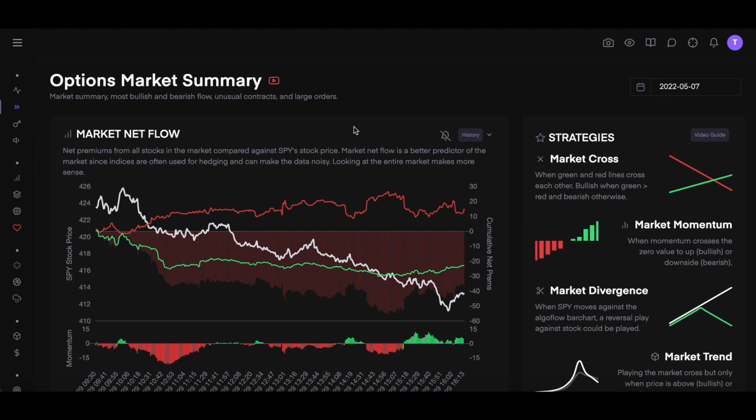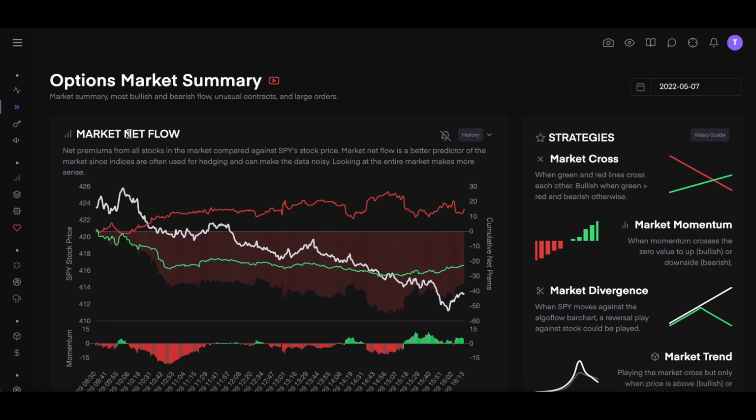If you don't know what NetFlow is, I'll link another video in the description of this video, which will explain in detail what NetFlow and AlgoFlow is. Please watch those videos in order to get a deeper understanding of how AlgoFlow and NetFlow are created. I'll quickly go over what NetFlow is, but those videos are in a lot more detail.